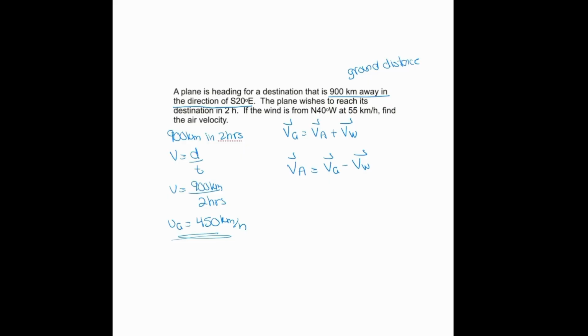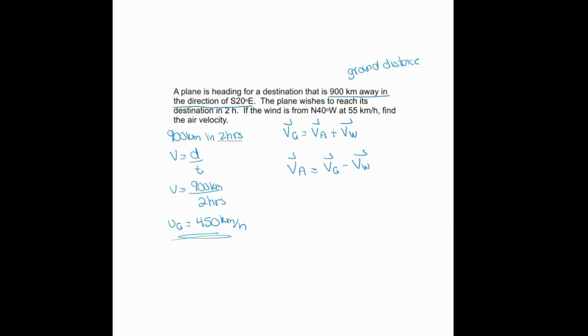Or we can break the ground speed and the wind into their x and y components, subtract them, and then put them back together to get that airspeed, the velocity in the air. I'm going to use the component vector method for this question, but if you choose to do it the other way, you should get the same answer.